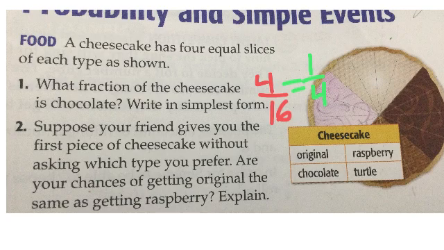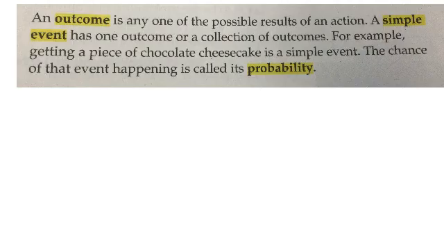An outcome is any one of the possible results of an action. So basically an outcome is what happens. So if you flip a coin, how many outcomes are there? 2. You could get heads, you could get tails. Those are called the outcomes.